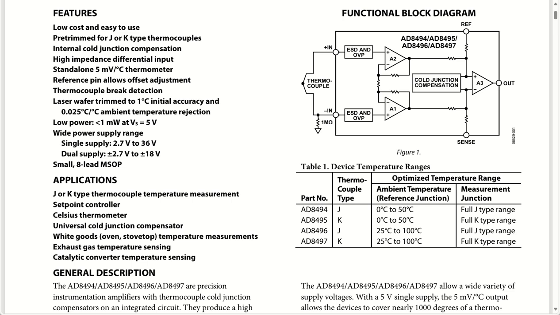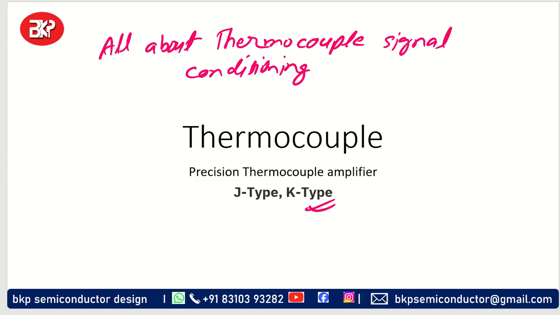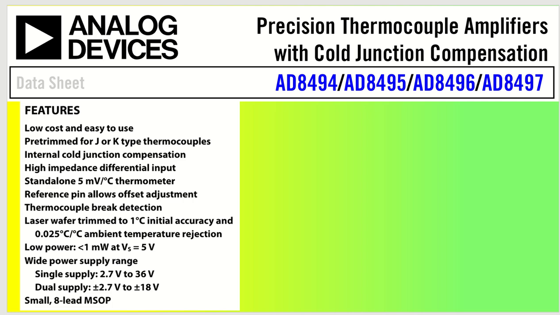All right, so let us start. As you can see from the data sheet, this is a precision thermocouple amplifier having cold junction compensation. So if there is a cold junction, it can compensate very easily. And you can see it is very low cost and easy to design. What are the parameters that you need to take care of before selecting an IC for thermocouple amplification? That we'll try to understand.